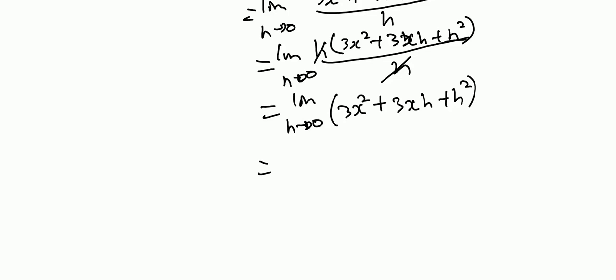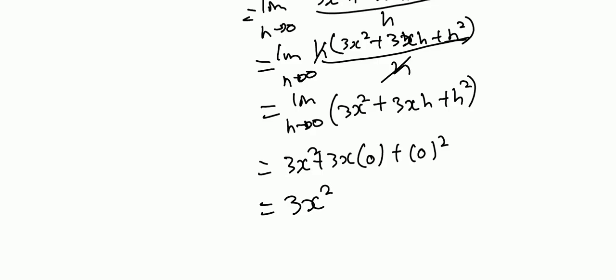Then we substitute 0 where we see our h. Now if we substitute 0, we are not going to get an undefined solution. So now it's going to be 3x squared plus 3x into 0 plus 0 squared. What is this? 3x into 0 is 0. 0 squared is 0. That means we are left with 3x squared, which is our answer.